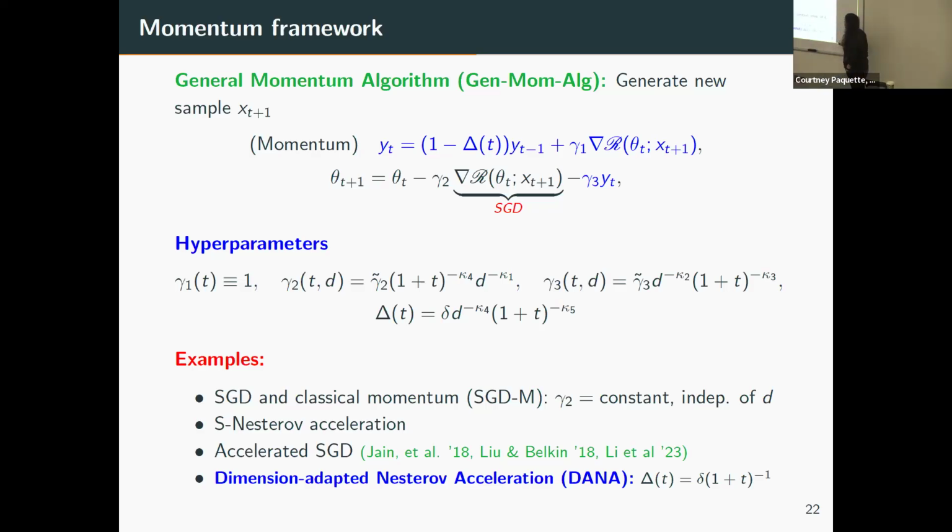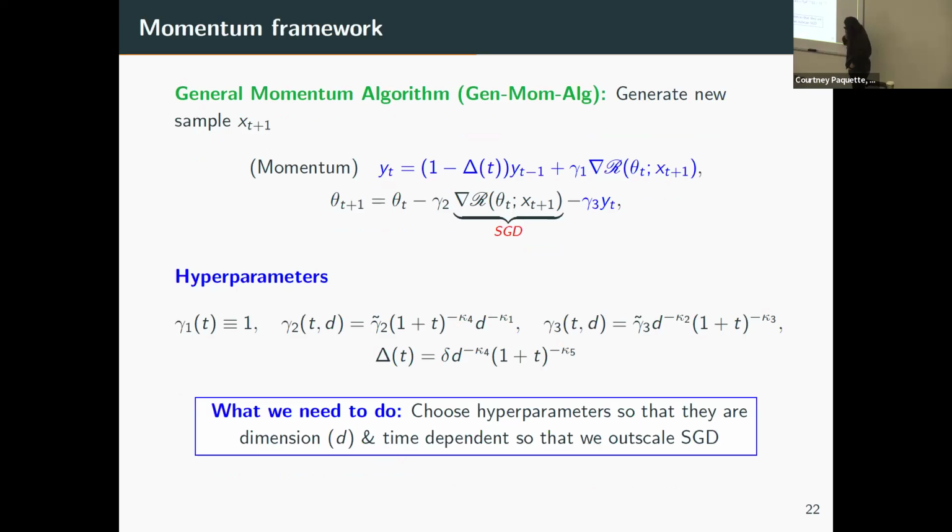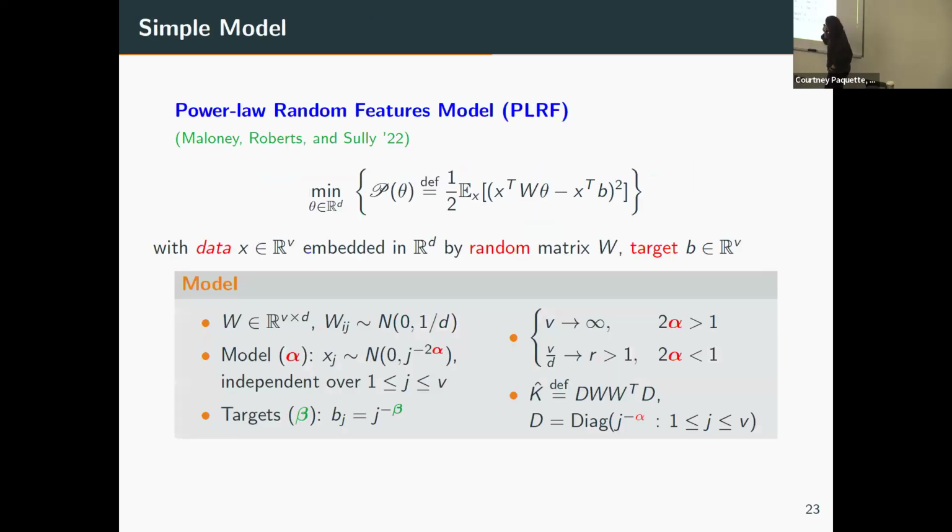And what I'm going to talk about here is how to choose these dimension dependent quantities. So how do you choose these parameters in a time dependent, dimension dependent way so that you actually outscale SGD? Now, because I want to do this for language, I want to use the fact that language has certain structure. It has a power law structure. So I want to use that I have power law distributed data here. How do I choose these parameters using power law data to actually gain something from momentum? I'm going to run exactly the same setup, okay?